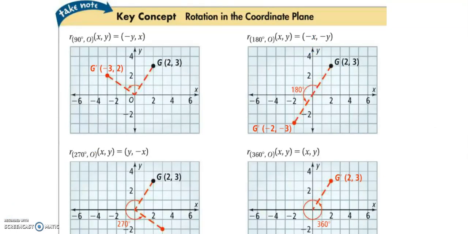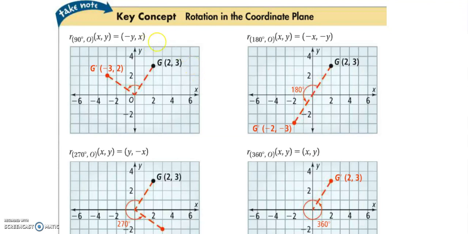Okay, so here are the rules for rotations. If I rotate a point 90 degrees counterclockwise about the origin, the point (x, y) changes to (negative y, x). So the coordinates switch and the y value changes sign. A rotation of 180 degrees, which is also a reflection about the origin, just changes the signs of the x and y values. And a rotation of 270 degrees counterclockwise becomes (y, negative x).